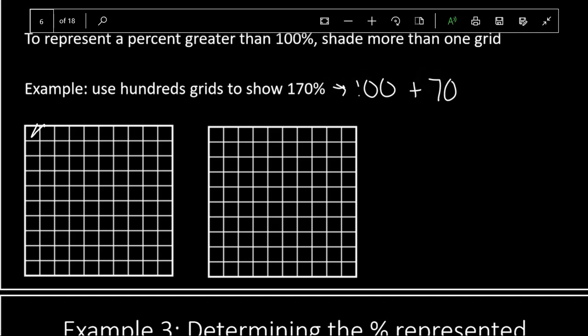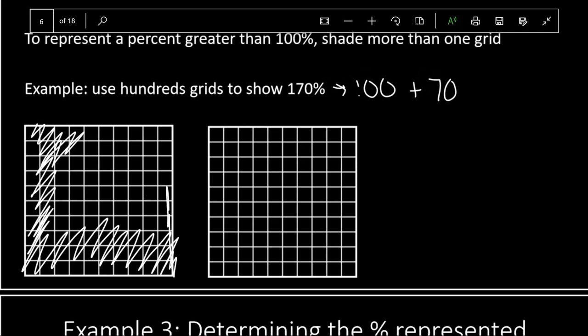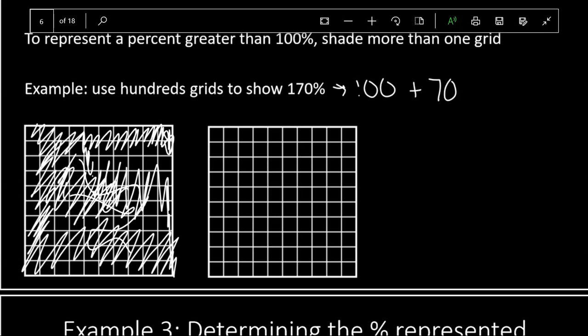So all we have to do is shade in, and again, you can do this nicer than me, one whole block. Just imagine that this whole block is all shaded in. That's 100. Let's write that on top. So 100. That means what we have left over now is our 70, which needs to go over here.